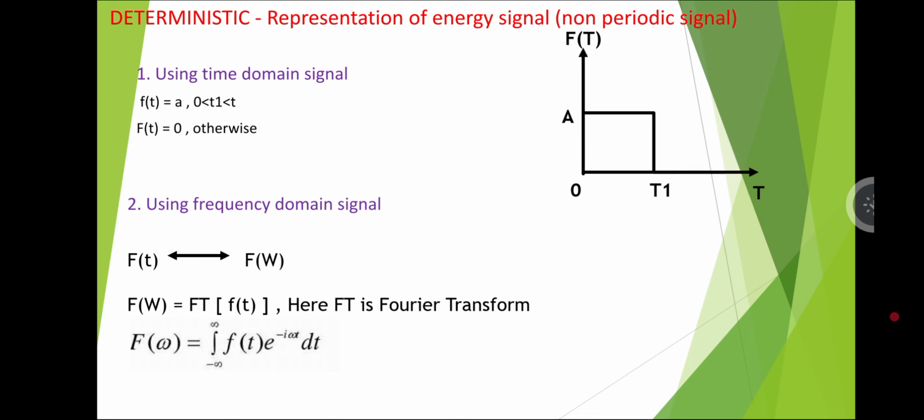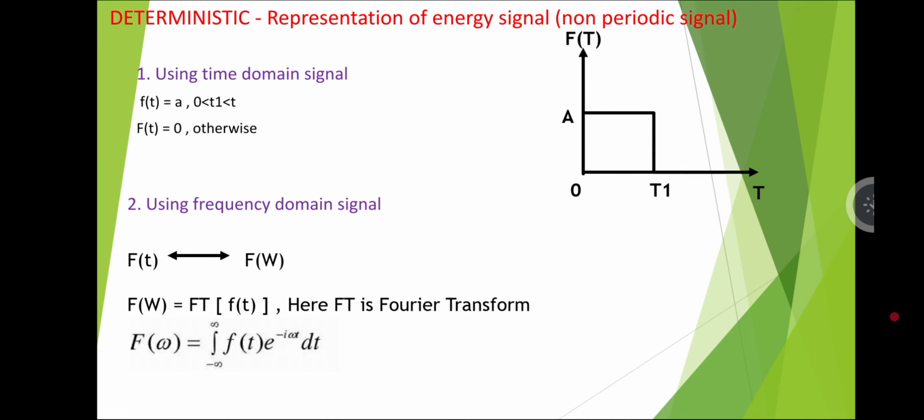So, let's look at representations of energy signals. The first is your time domain signals. Just see the graph. f(t) is your time domain signal with respect to t. So f(t) is equal to A, which is your amplitude, or you can also call it magnitude, for 0 less than t less than capital T, and f(t) is equal to 0 otherwise.